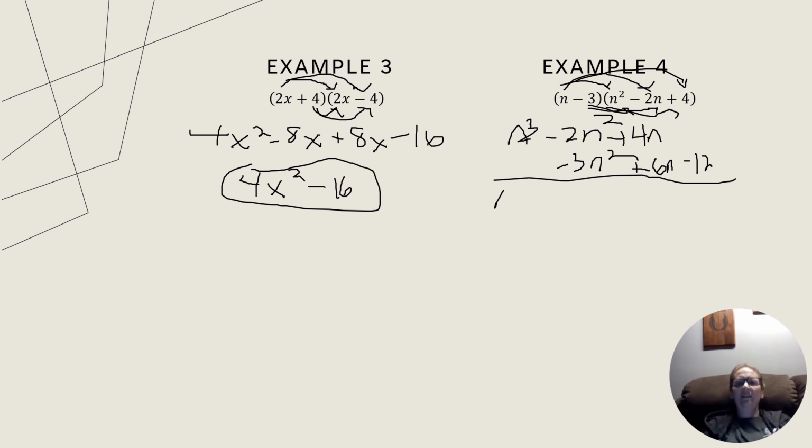So I have n to the third minus 5n squared. 4 and 6 makes 10n. And then minus 12. And there we go.